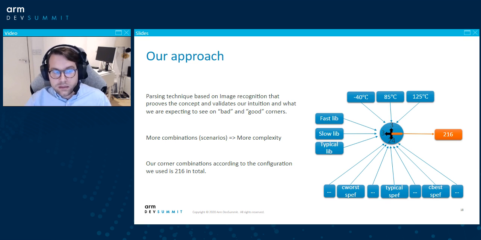So let's say that simple, in quotes, approach that we took of 216 combinations consists of 3 temperature conditions. So we had minus 40, 85, and 125 degrees Celsius, 3 library combinations, 1 fast, 1 slow, 1 typical, and 24 parasitic file combinations, so 24 spef files, essentially.